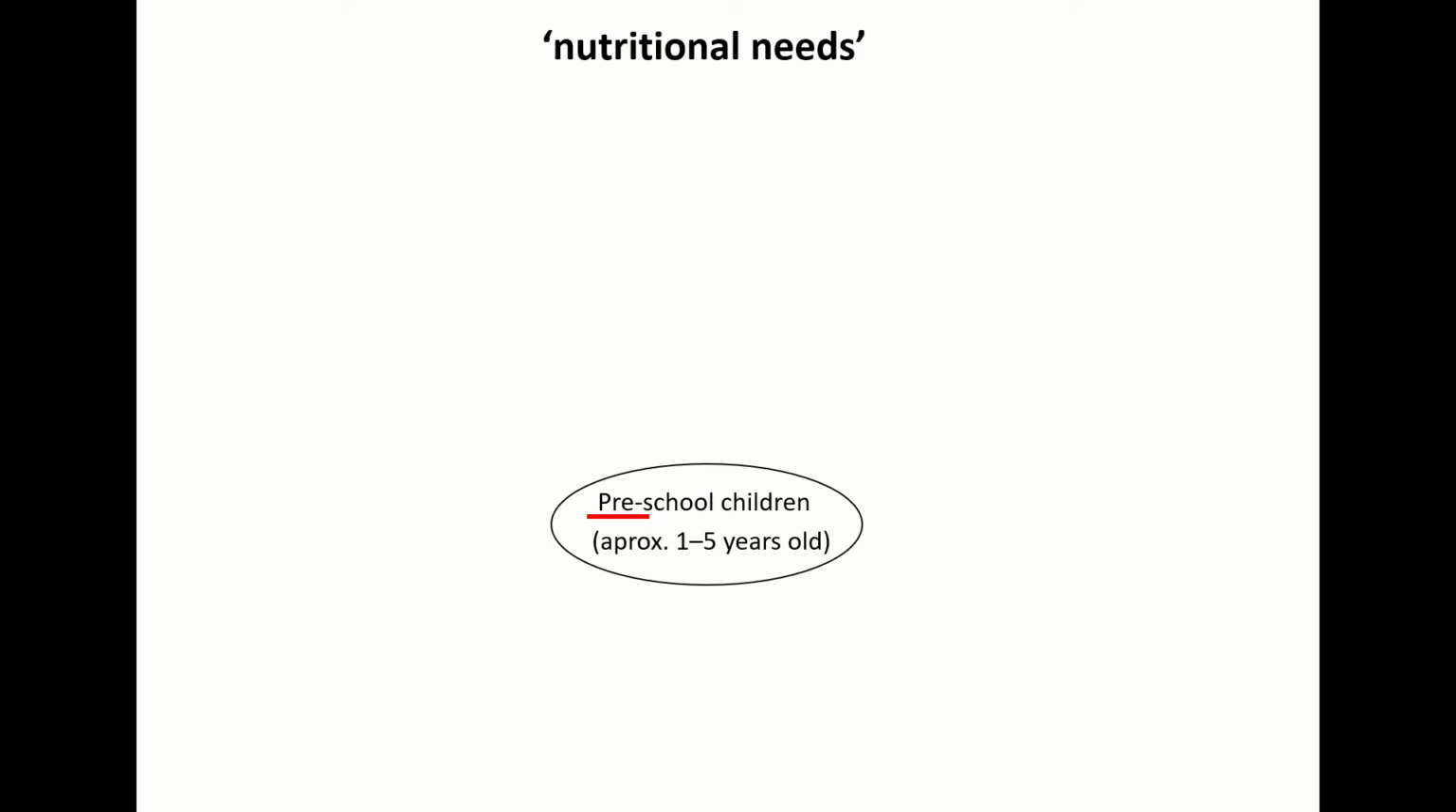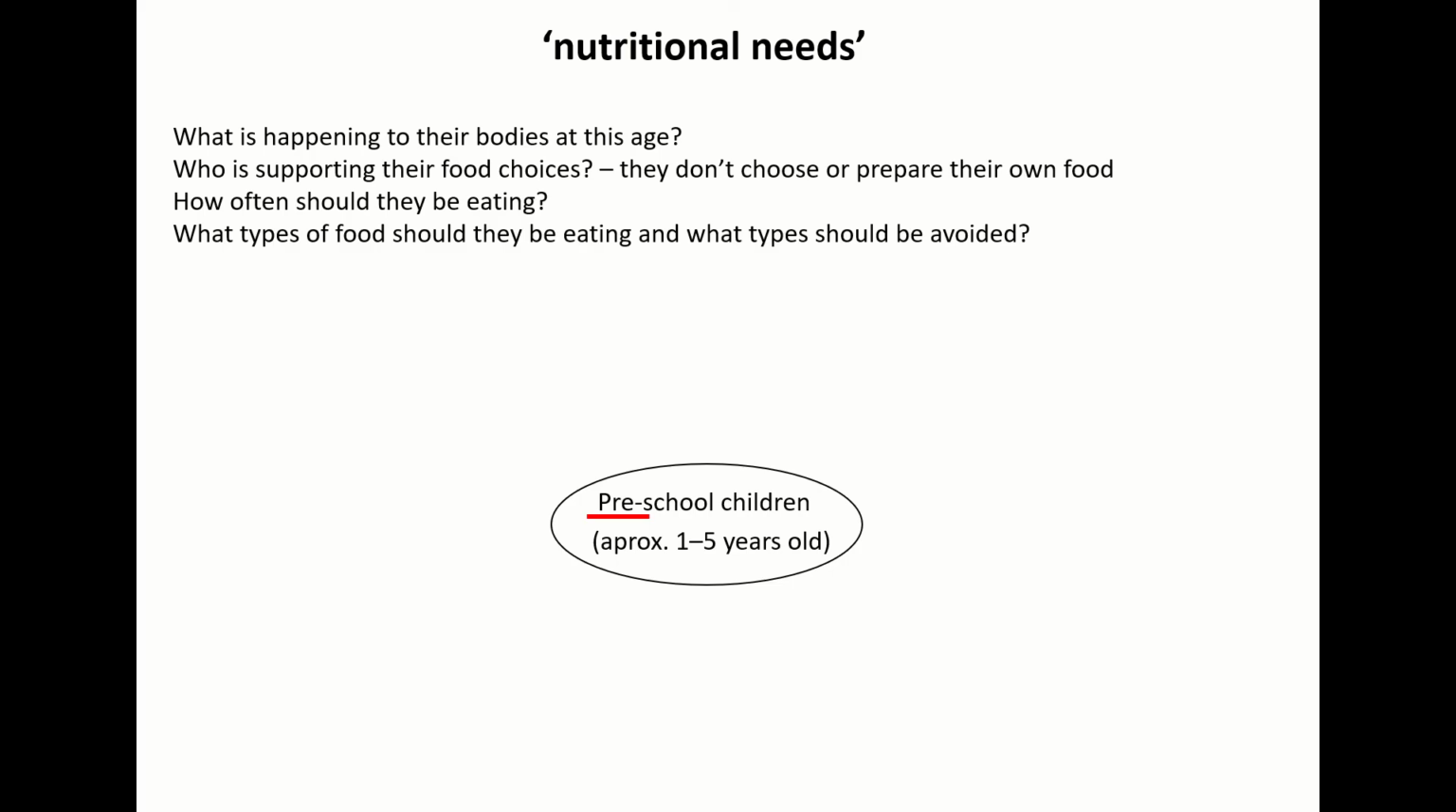So now what's a good idea is if you personally know any 1 to 5 year olds, so maybe siblings or cousins or friends, then I would like you to have a think about their lifestyle and their bodies and what they will need in terms of food, how and why and where they're getting it from. Okay, so these are the kind of questions you need to think about.